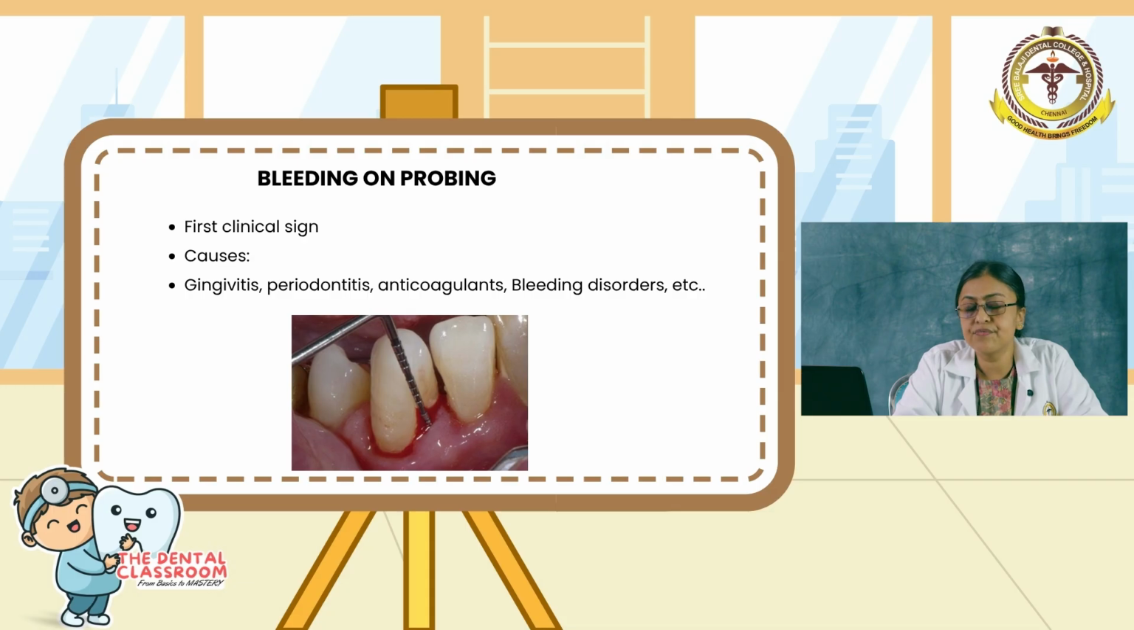Bleeding on probing is the first clinical sign of gingivitis. It is caused by gingivitis, periodontitis, anticoagulant drugs, bleeding disorders, etc.